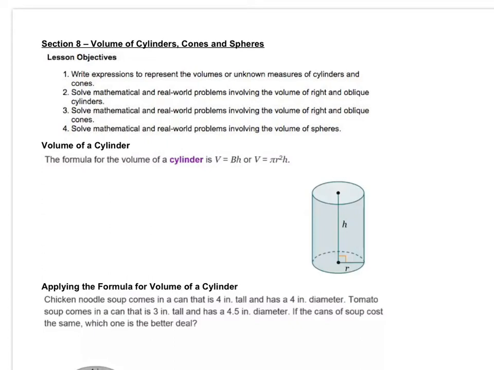Hello and welcome back. This is section 8, and this is a section over volumes of cylinders, cones, and spheres.